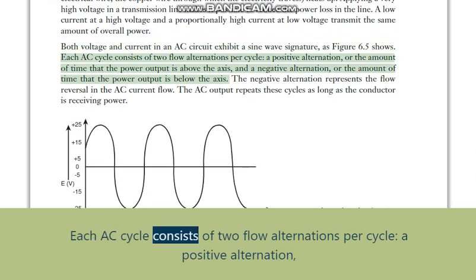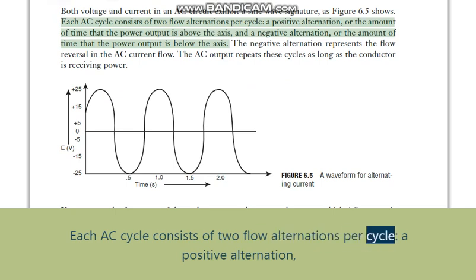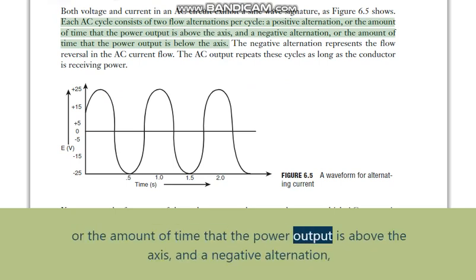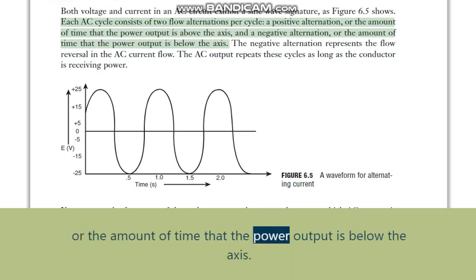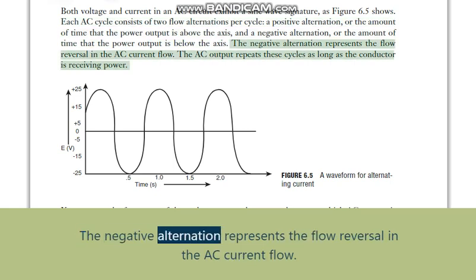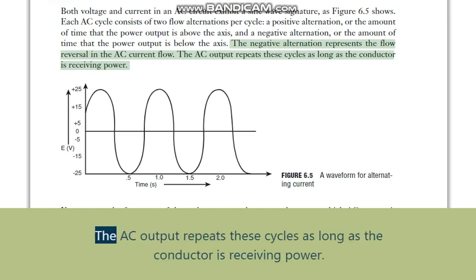Each AC cycle consists of two flow alternations per cycle: a positive alternation, or the amount of time that the power output is above the axis, and a negative alternation, or the amount of time that the power output is below the axis. The negative alternation represents the flow reversal in the AC current flow. The AC output repeats these cycles as long as the conductor is receiving power.